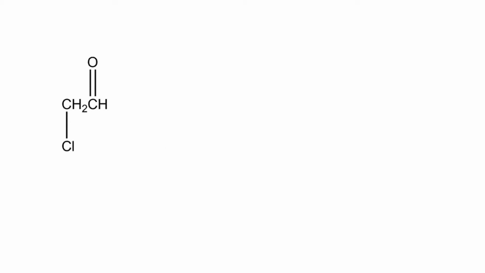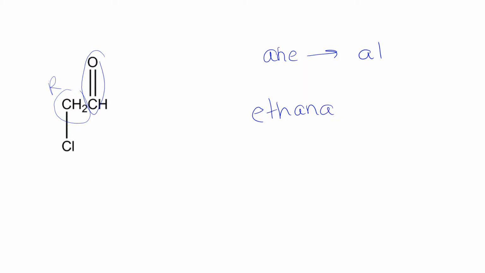All right, so we have an aldehyde. We have that carbonyl group on the end of a carbon chain, so this would be considered our R group. The first thing we want to do is identify the chain length, because we're going to use that to name the aldehyde. So we have two carbons. This would be ethane, and so we take that ANE ending and we change it to AL. So ethane becomes ethanal, and then we're going to have to worry about this functional group coming off.